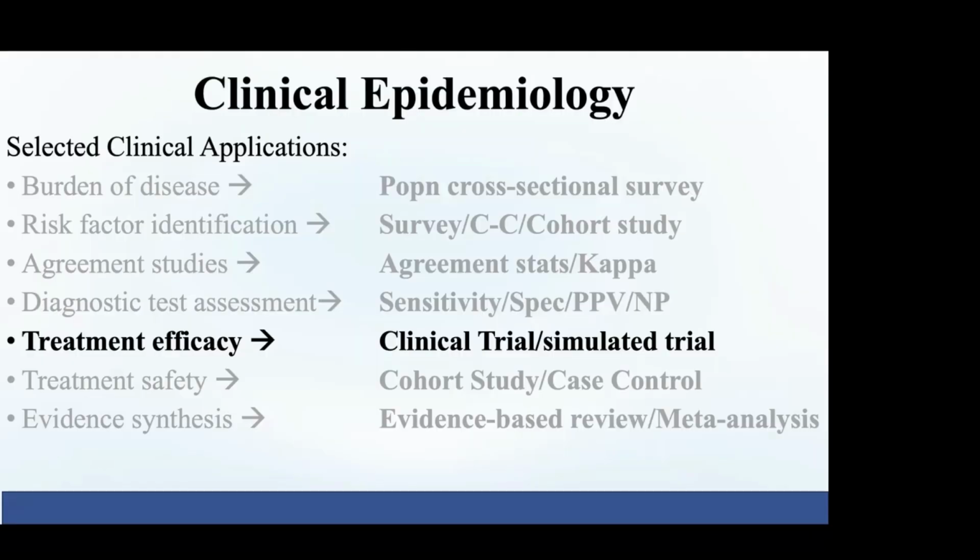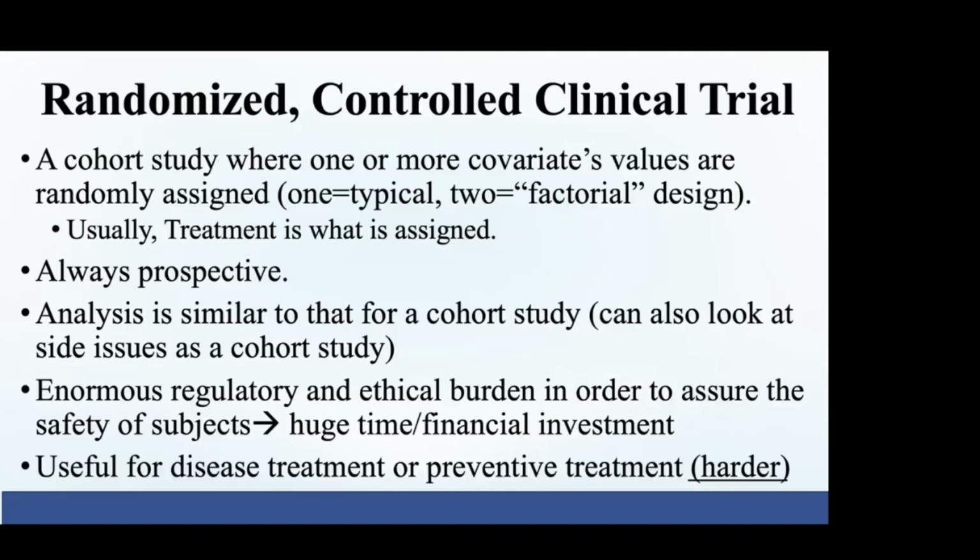Okay, so let me get on to the MUST trial that some of you will be interested in. A randomized controlled clinical trial is a cohort study, and the only difference is that one or sometimes more than one covariate's values are randomized. That'll usually be treatment. But you could potentially randomize two, like maybe 2 treatments with a so-called factorial design. It's always going to be prospective, and the analysis is going to be like a cohort study because it is a cohort study.